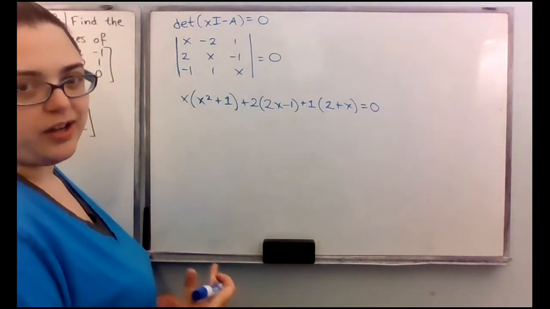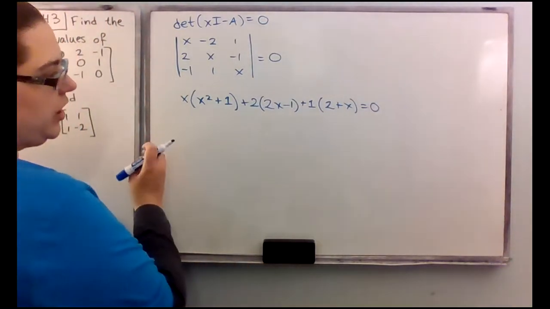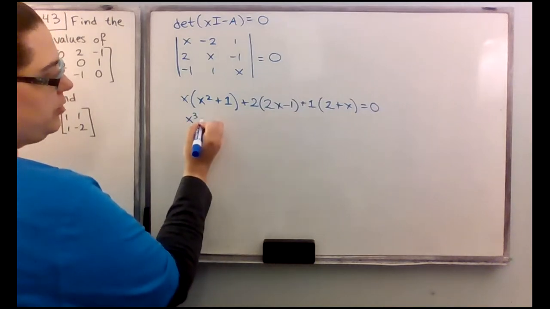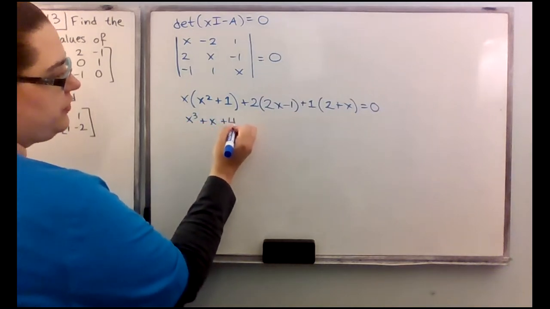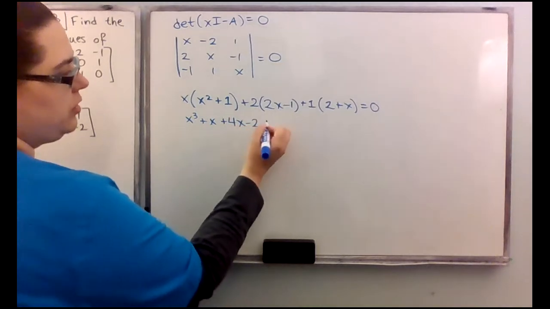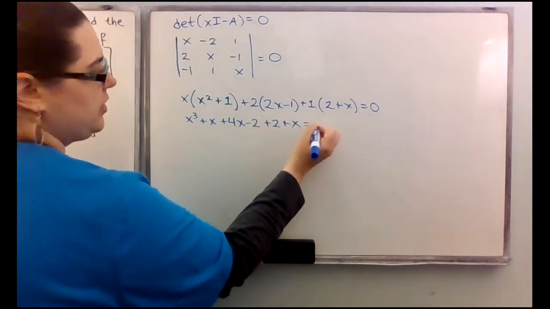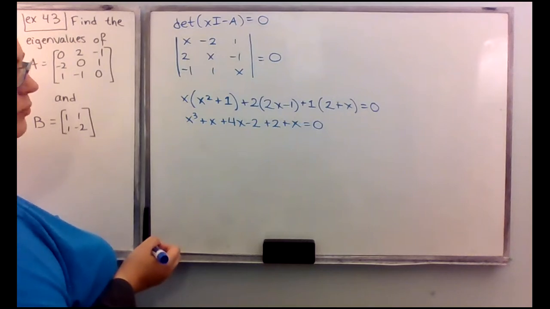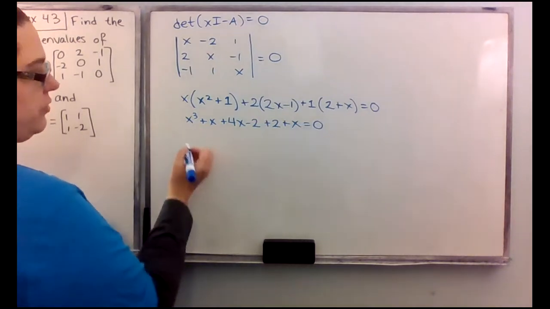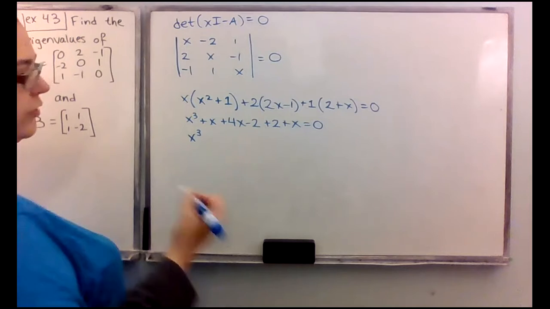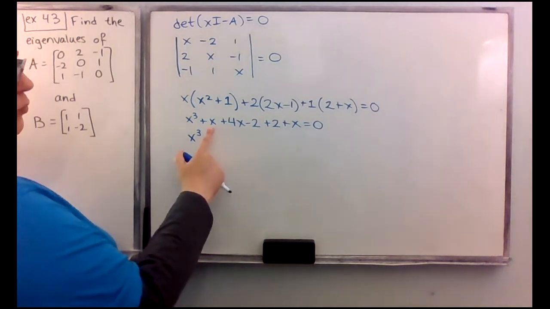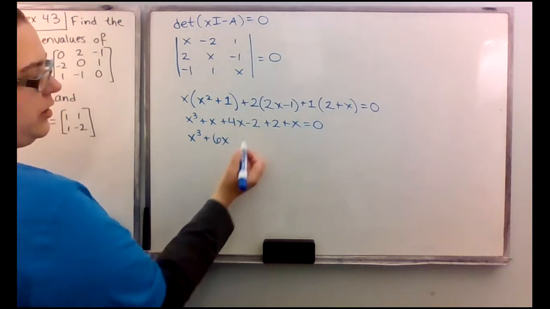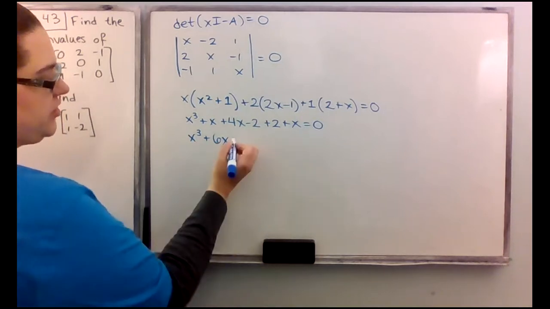So now it's just a matter of algebraic simplification. Let's just distribute all of this and see what we get. So I'm going to get x cubed plus x plus 4x minus 2 plus 2 plus x. That's going to equal 0. When I start to combine things, obviously there's only one x cubed component. We have no x squareds. And then we have 1 and 4 is 5, plus 1 makes 6x. And then -2 plus 2 cancel each other out.